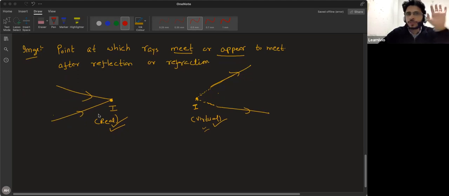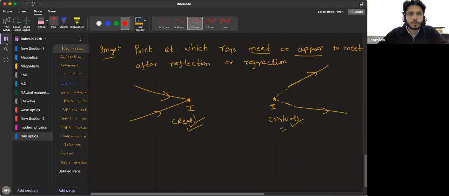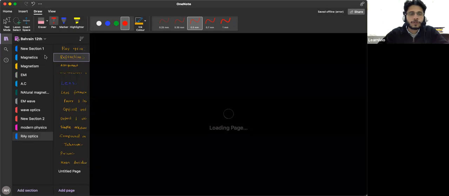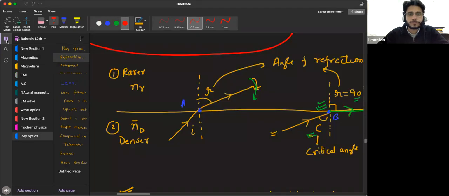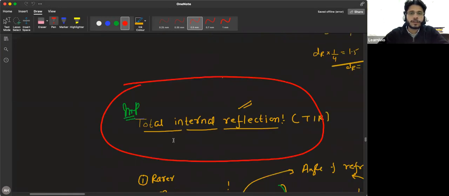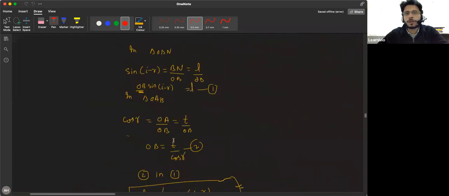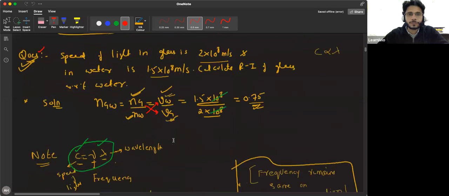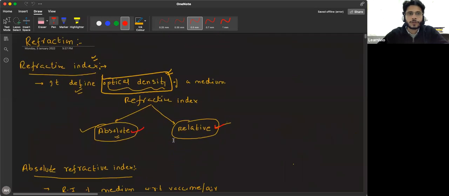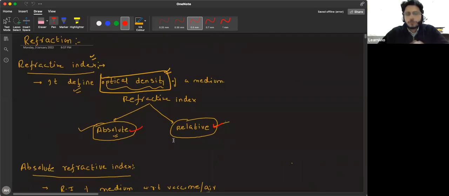So these were the basic definitions for ray optics, and these definitions are valid for all reflection, refraction, dispersion, optical instruments, everywhere. Now let's start with the first chapter, refraction. Before starting refraction, you should know about the optical density of the medium. The refraction depends upon the optical density of the medium.